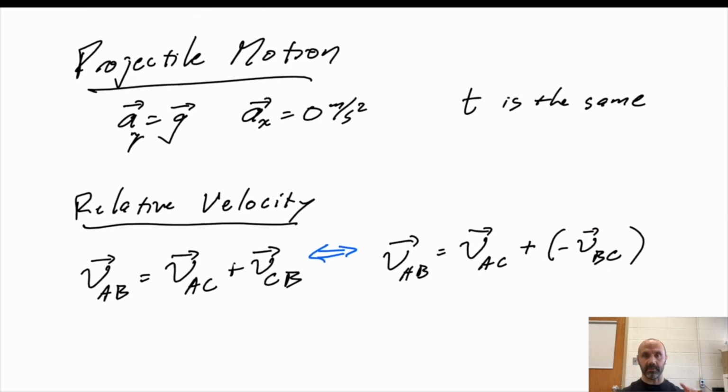Finding relative velocity, this could be two-dimensional, could be three-dimensional. Things like, there's a boat on the water or two boats on the water and they're moving relative to the water.